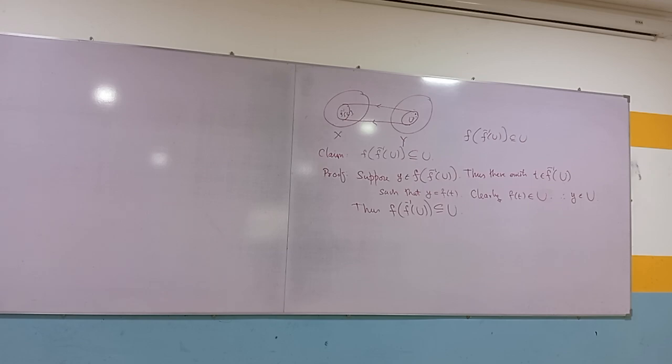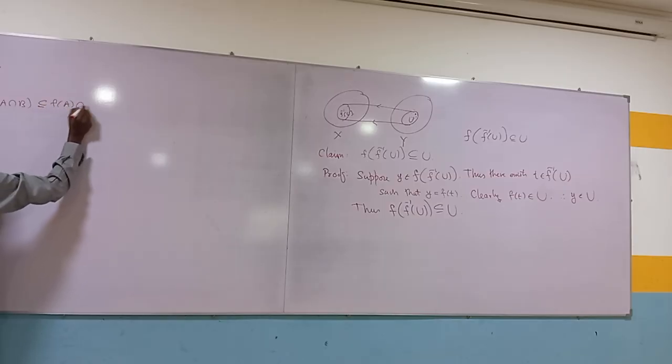So let's see what he says. Exercise 3.4.3: A and B are two subsets, and f is a function from X to Y. So we want to show that f of A intersection B is a subset of f(A) intersection f(B).